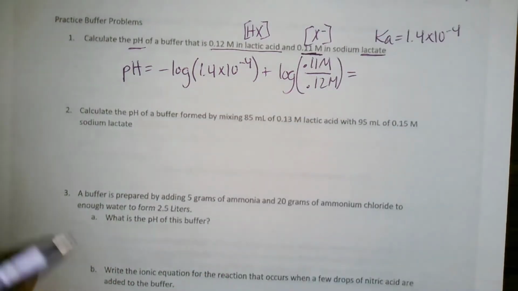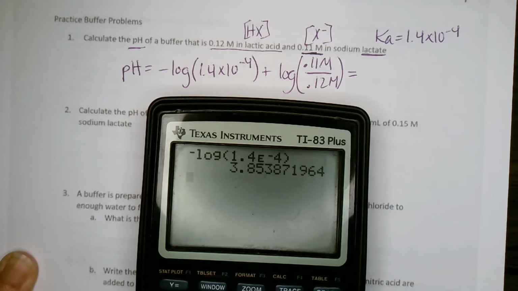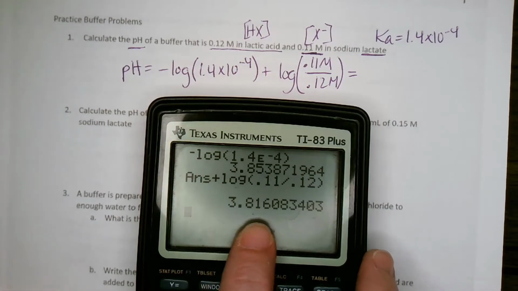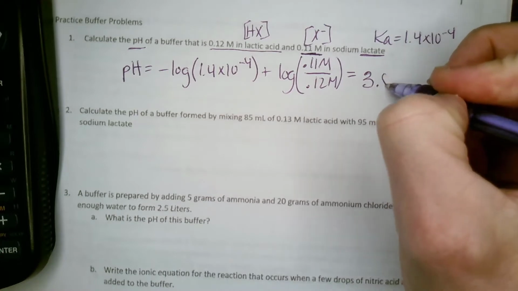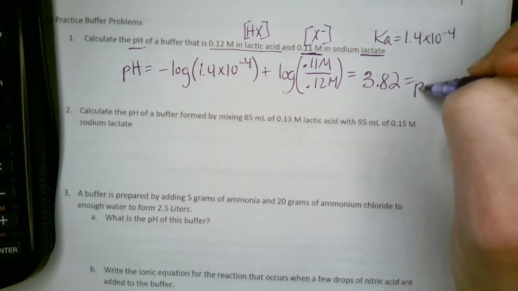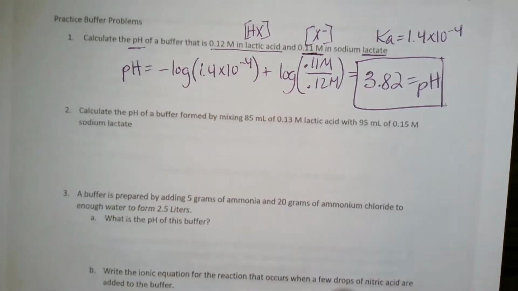So we just need to do some calculator work here. The negative log of 1.4 times 10 to the negative 4 plus the log of 0.11 divided by 0.12. We should get a pH of 3.82 units. Now it makes sense, since we've got lactic acid in there.